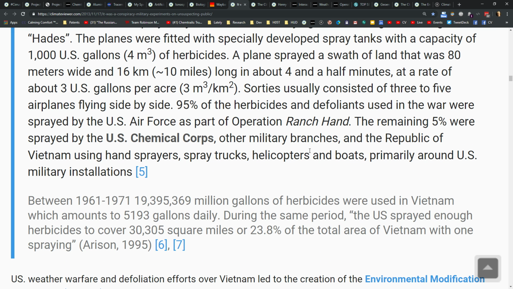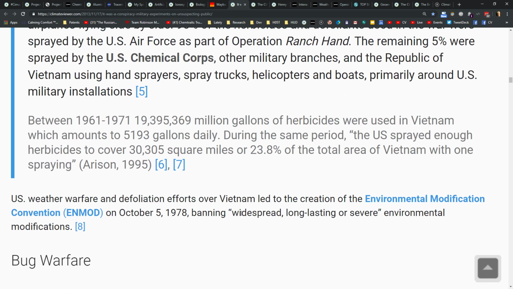95% of the herbicides and defoliants used in the war were sprayed by the U.S. Air Force as a part of Operation Ranch Hand. The remaining 5% were sprayed by, guess who, the U.S. Army Chemical Corps, other military branches and the Republic of Vietnam using hand sprayers, spray trucks, helicopters, and boats primarily around U.S. military installations. That way the Viet Cong couldn't sneak up on them. Yes, Hades as in hell. God of the underworld.